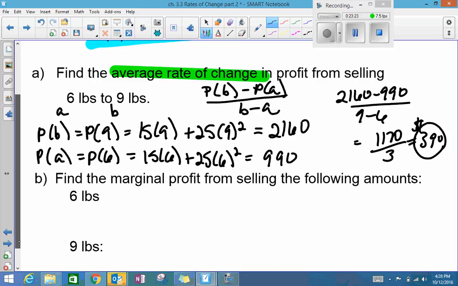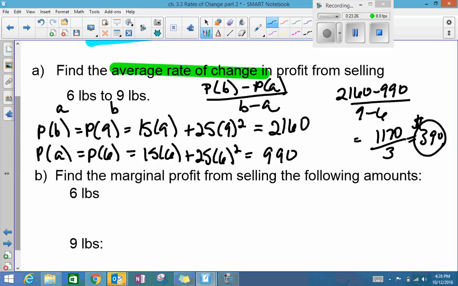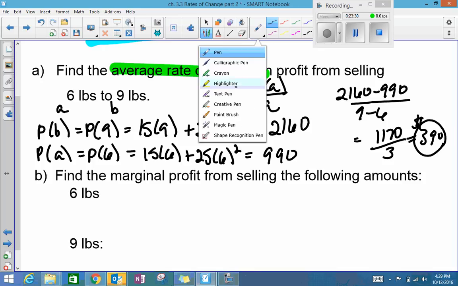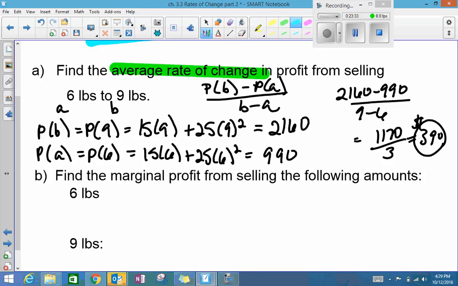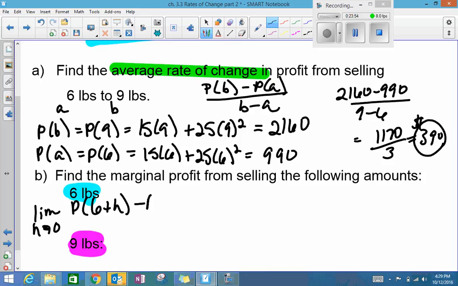Now we want to find the marginal profit from selling each individual amount. So exactly how much is the profit changing when we sell exactly 6 pounds, and how much is it changing when we sell exactly 9 pounds. So now, hopefully y'all are getting the hang of this, now we're going to use the limit formula. So the limit as h approaches 0 of P of, for this one we're going to do 6 plus h minus P of 6 all over h.